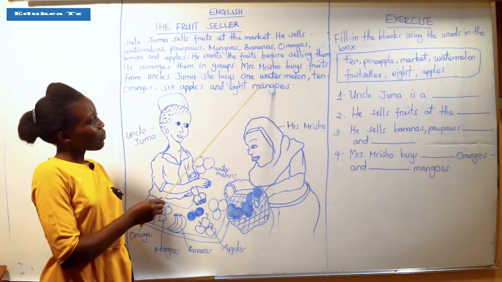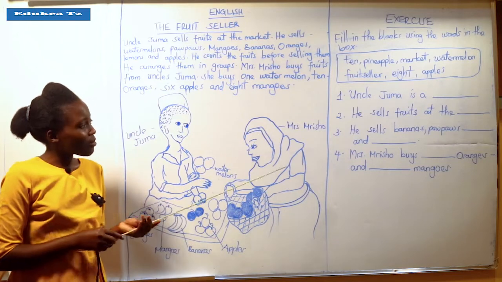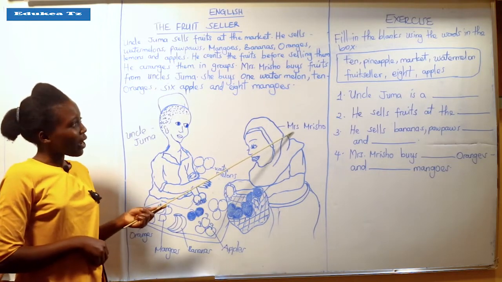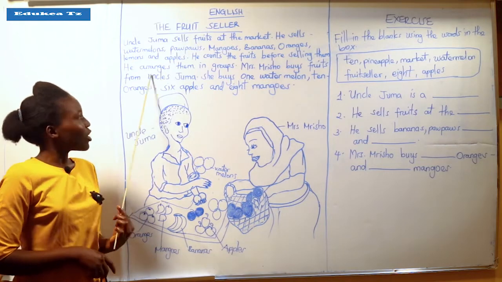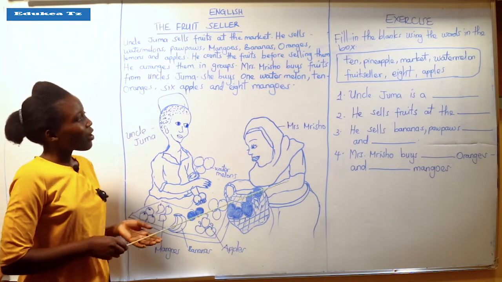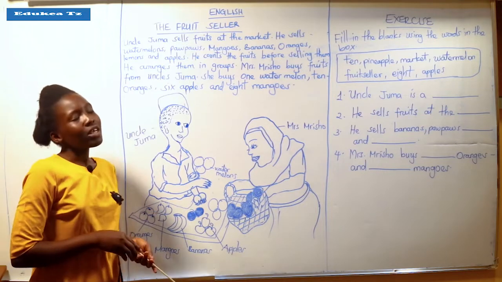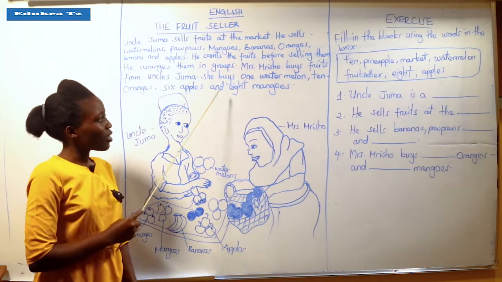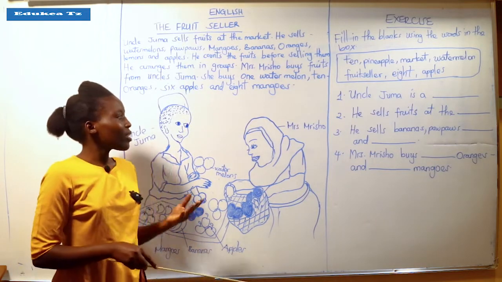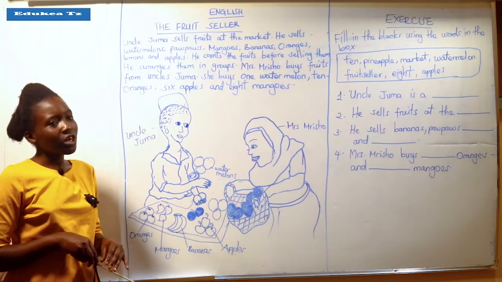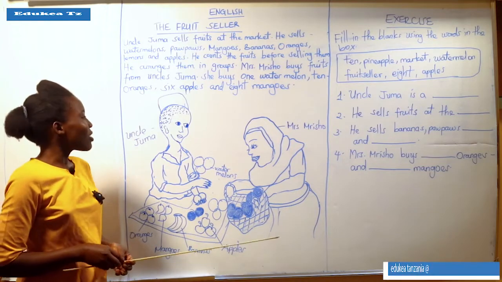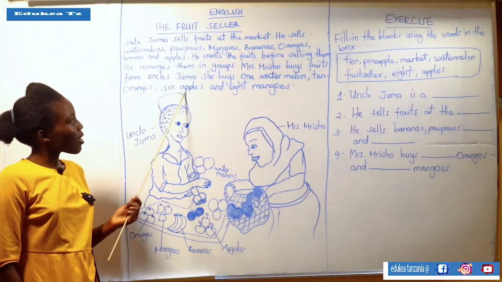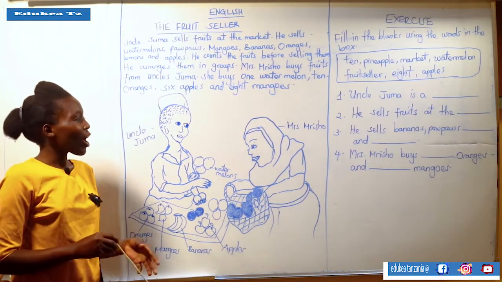She buys one watermelon. We can see that Mrs. Simrisho buys one watermelon from Uncle Juma. After buying one watermelon, she also buys 10 oranges, 6 apples, and 8 mangoes. You can see that when Mrs. Simrisho goes to the market, she usually buys one watermelon, 10 oranges, 6 apples, and 8 mangoes from Uncle Juma.